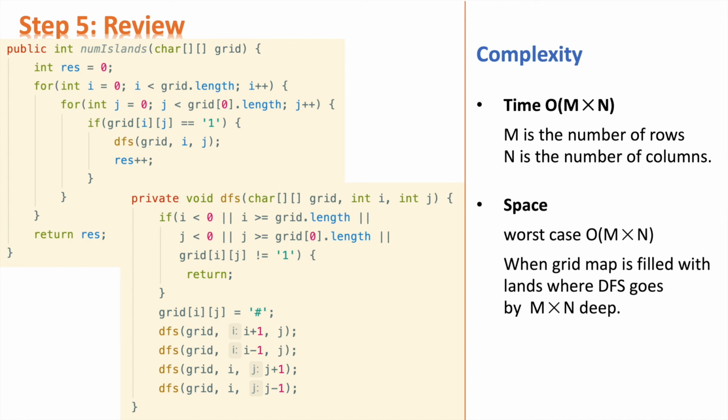Last but not least, let's look at the complexity analysis. The time complexity is O(MN), where M is the number of rows and N is the number of columns. It is because we avoid duplicate traversal, so each number of the array is only traversed once. As for the space complexity, the worst case is also O(MN). We all know when we use recursion, there is extra space needed to store the current status. So the worst case is when the grid map is filled with ones, where DFS goes MN deep.